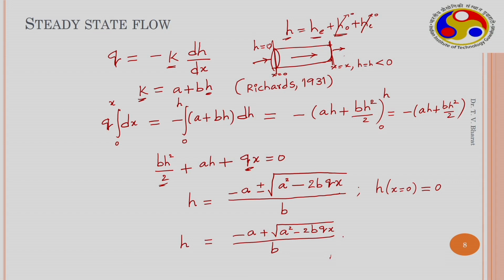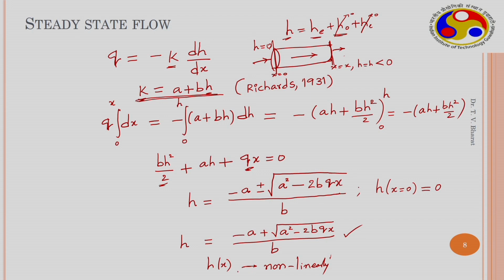So this is highly nonlinear. H varies with x nonlinearly, even though the form we assumed for hydraulic conductivity with respect to head is a linear variation. So hydraulic conductivity varies linearly with hydraulic head. Even then, the hydraulic head variation with spatial distance is nonlinear. We can solve a simple example.